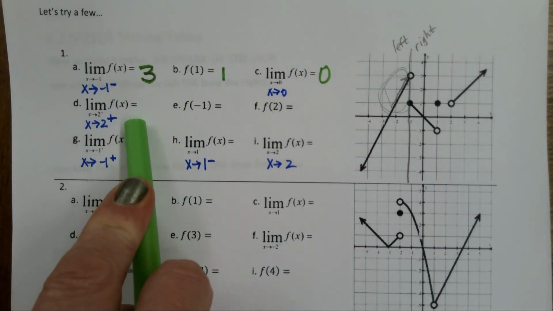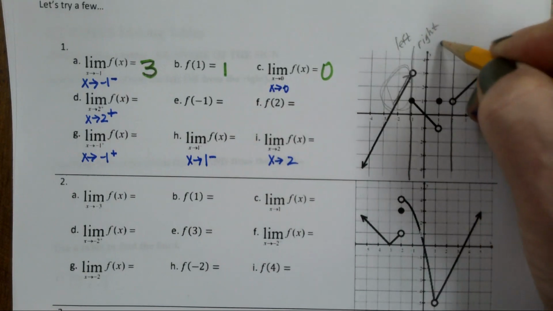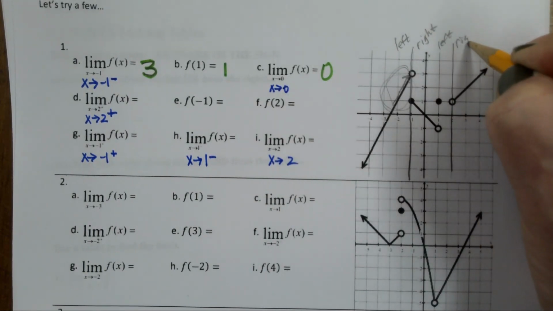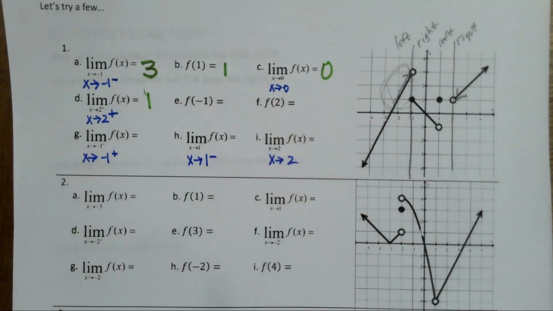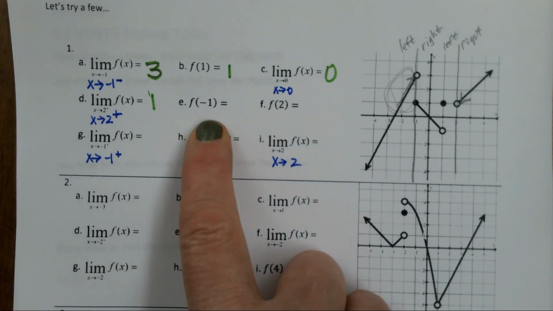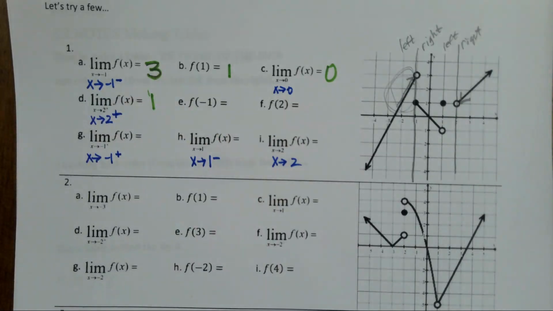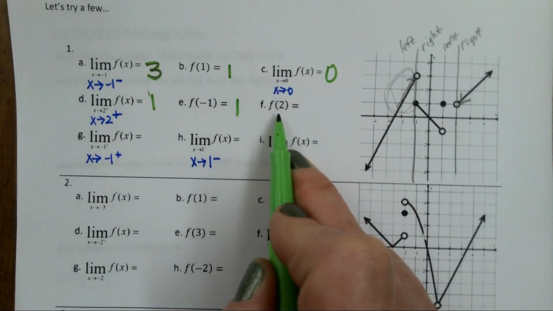Okay, how about 2 from the right? Again, I'm going to draw my wall at 2. I've got a left. I've got a right. I'm looking at the right. I heard 1. Let's jump back to value. We're bouncing back and forth all over the place. How do I know if they want a value or if they want a limit? It's all about how it's written. We have to learn how to read the language, the foreign language of math. This is saying, what is the value? What's the y value when x is -1? What's the y value when x is 2?